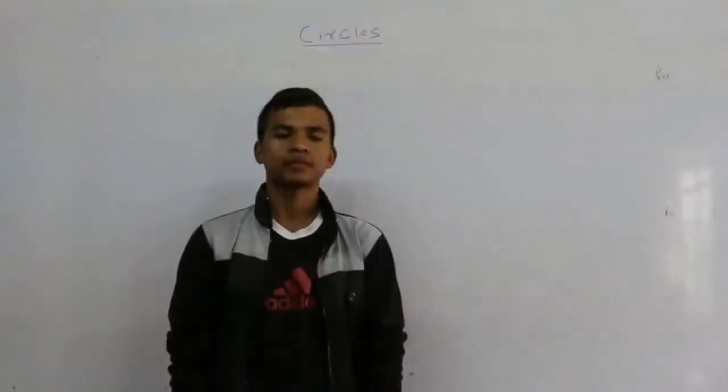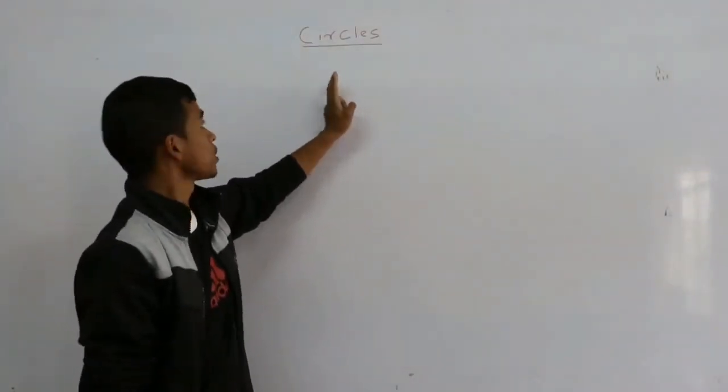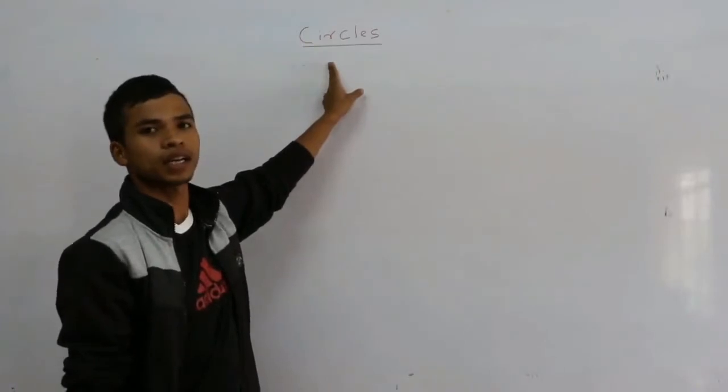Last class we finished probability. Today we are going to do circles from the maths textbook under the MBOSE syllabus. Let us start this chapter. First of all, we will understand what we mean by circles.